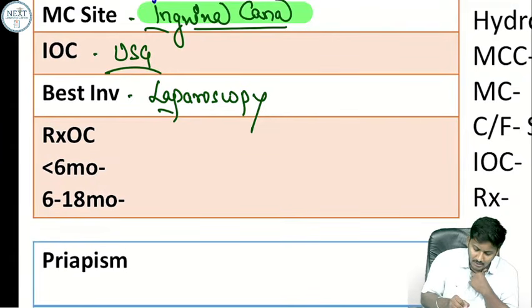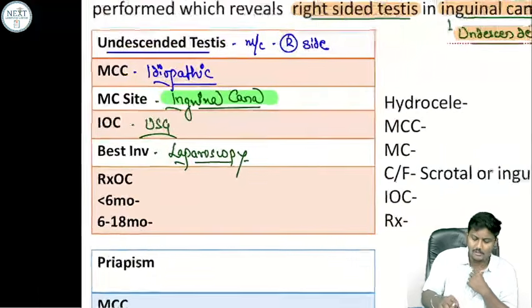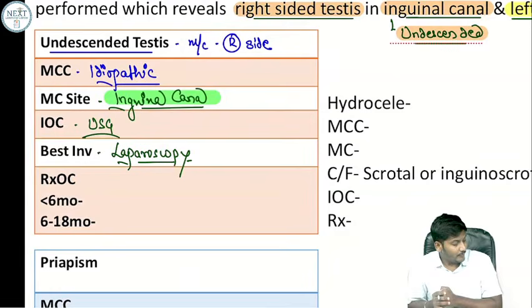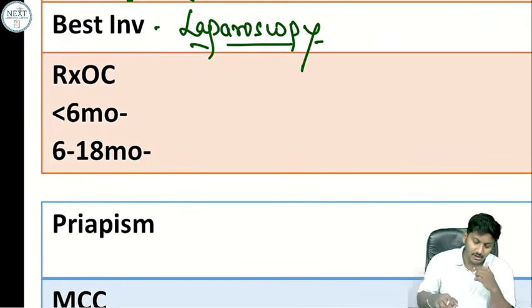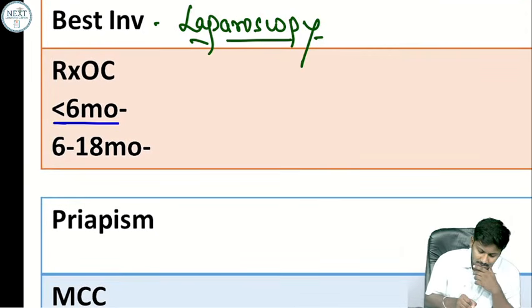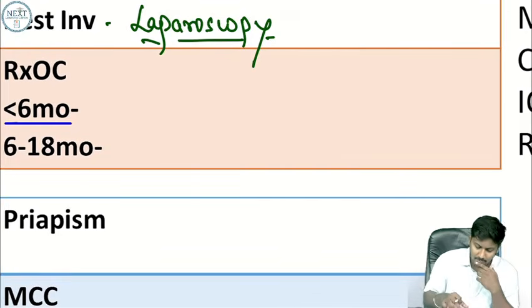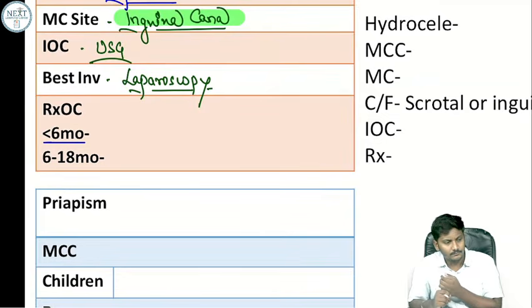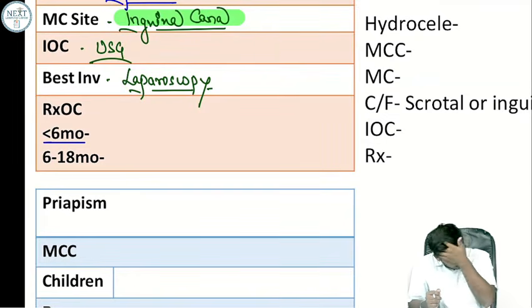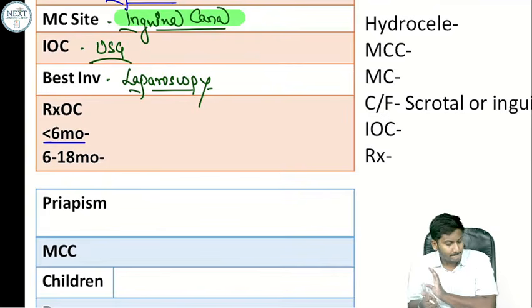Anybody let me know, whenever a child suffering from undescended testis is brought to you before 6 months of age, what is the treatment of choice? So child of undescended testis less than 6 months of age, what is the treatment of choice? Let me know in the chat box. Speak. Anybody?